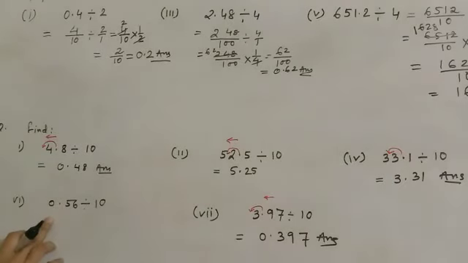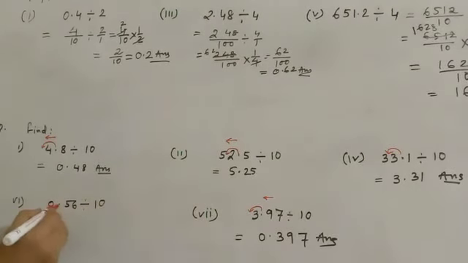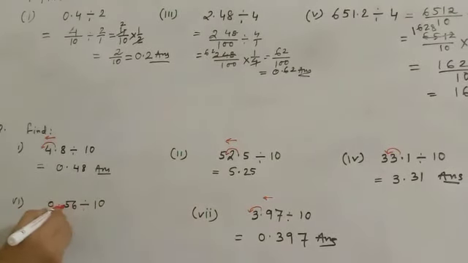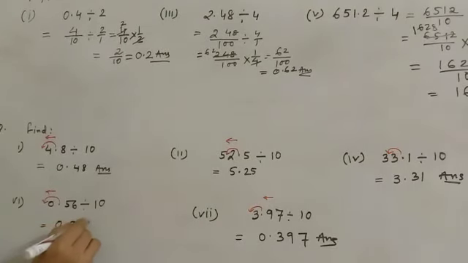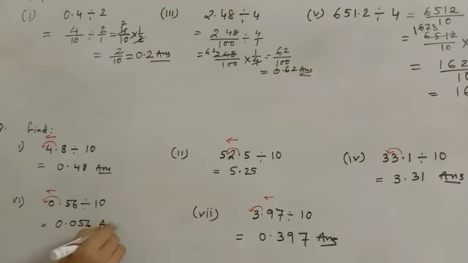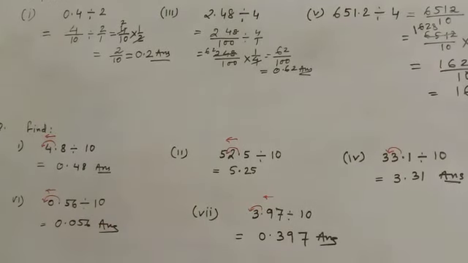In question number 6, 0.56 divided by 10. The same way, the decimal point was before 5 6, and it has to move left side 1 place, so the result will be 0.056. Okay, you will have to practice this kind of sums.